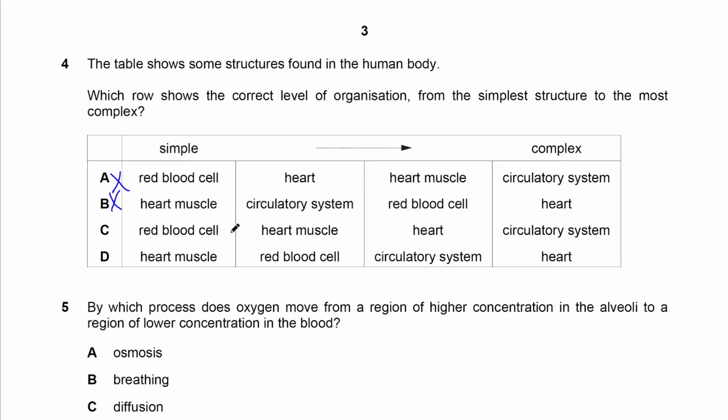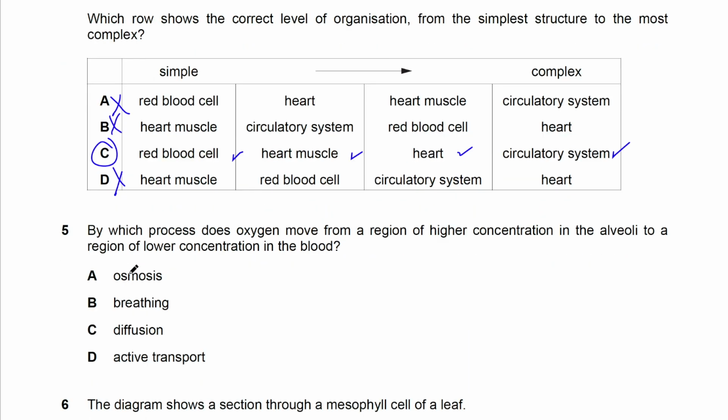C, red blood cell, this is the simplest, yes. Then heart muscle, this is a tissue. Then heart, so we are moving from cell to the tissue. This is an organ, and the last one, organ system. That means C is the right answer. Let's just check D, heart muscle, this is a tissue, then the cell, that's wrong. So the right answer for question number 4 is C.